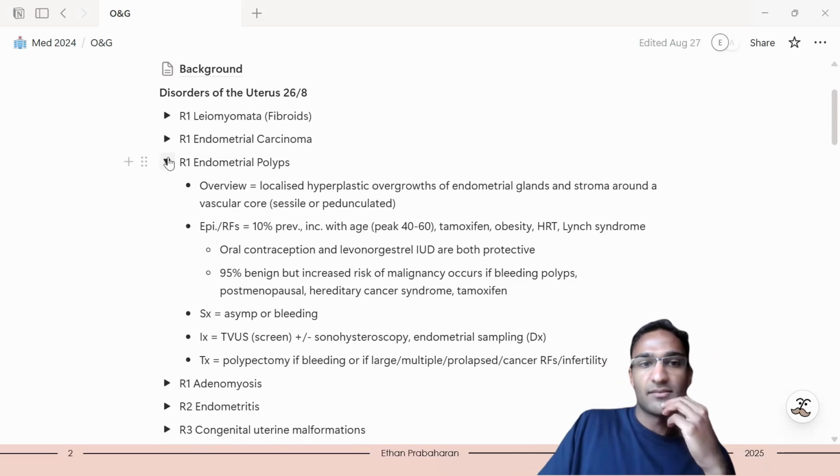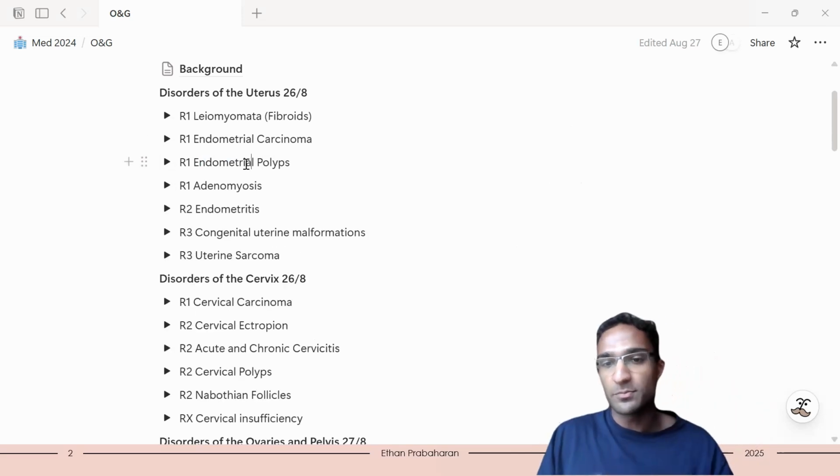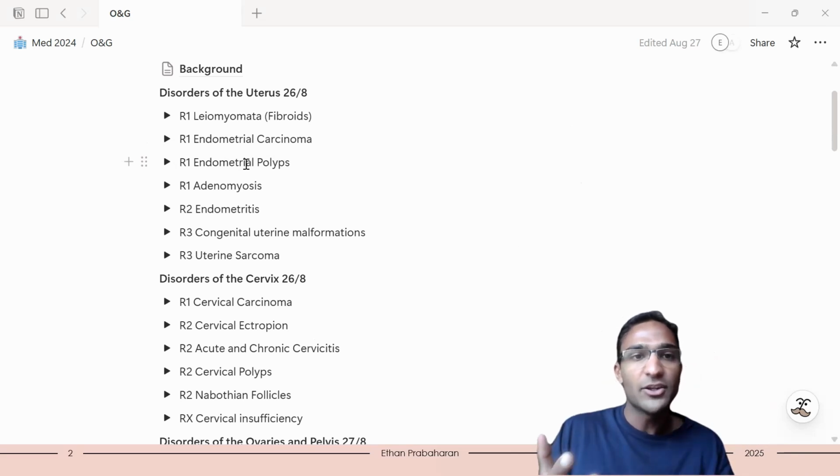What are the risk factors? What are the symptoms? How do you investigate and how do you treat it? And so when I'm reviewing something like this, it's pretty short. Like I can review this in a minute. I can say an endometrial polyp is an outgrowth of the endometrium.